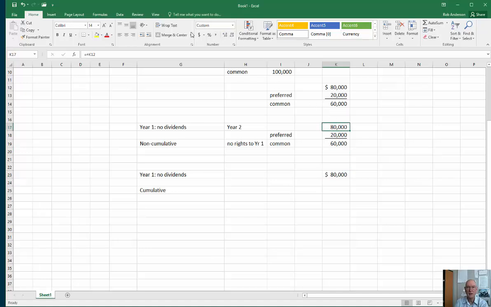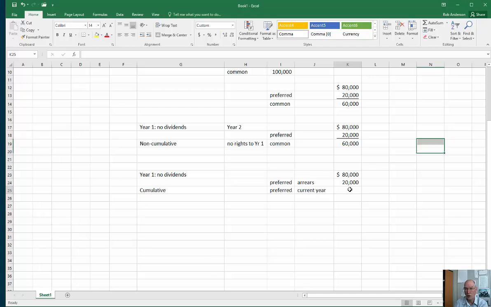Okay, so we did that. So here's what we have to do. We're going to take our preferred shareholders and we're going to cover the arrears. And the arrears are year 1 arrears, so $20,000. Then we're still going to take our preferred and we're going to cover the current year. Okay, so the preferred shareholders are going to receive the current year $20,000 as well.